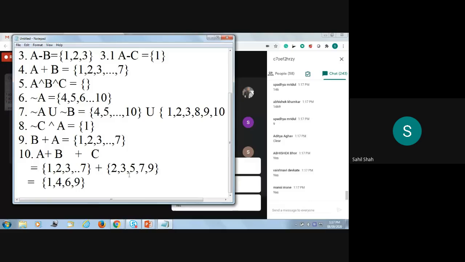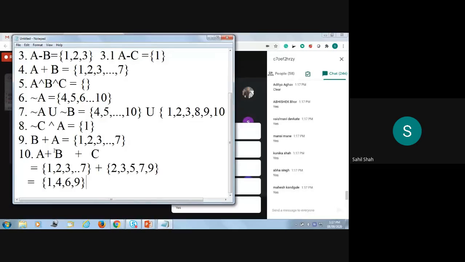Whether it is clear how it comes? You have to take part by part. You can either consider B plus C first and then A, or A plus B and then C. Accordingly, it comes 1, 4, 6, 9.